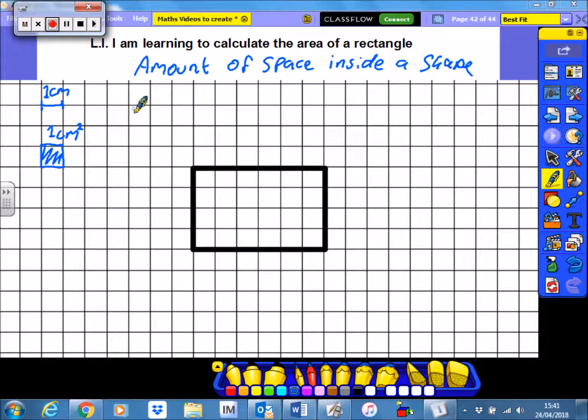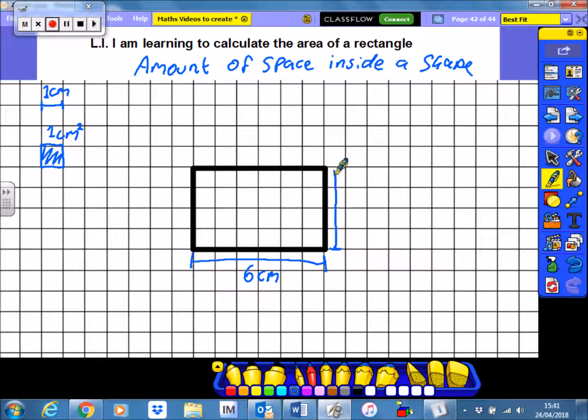So to work out the area in this case, all we need to do is know 2 of the sides. We need to know the base of the shape, and we need to know the height of the shape. Sometimes you will hear this called length and width. Sometimes you'll hear it called length and breadth, but I'm going to refer to it as the base and the height. So the base of this shape from here to here is 6 centimeters.